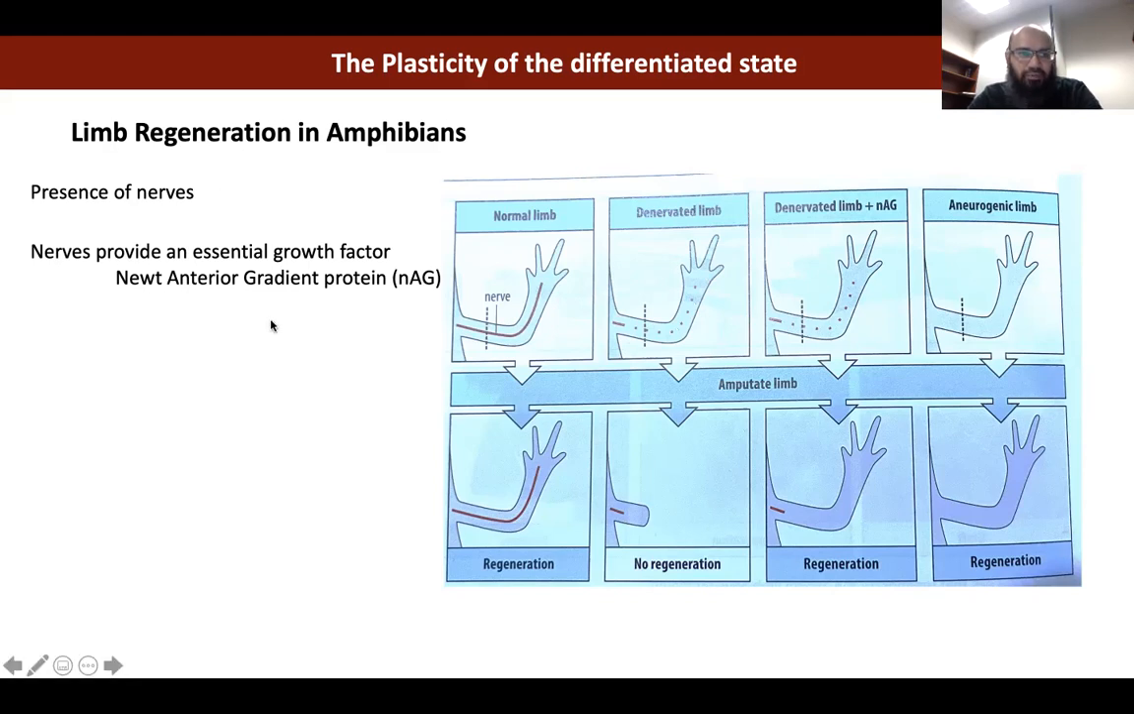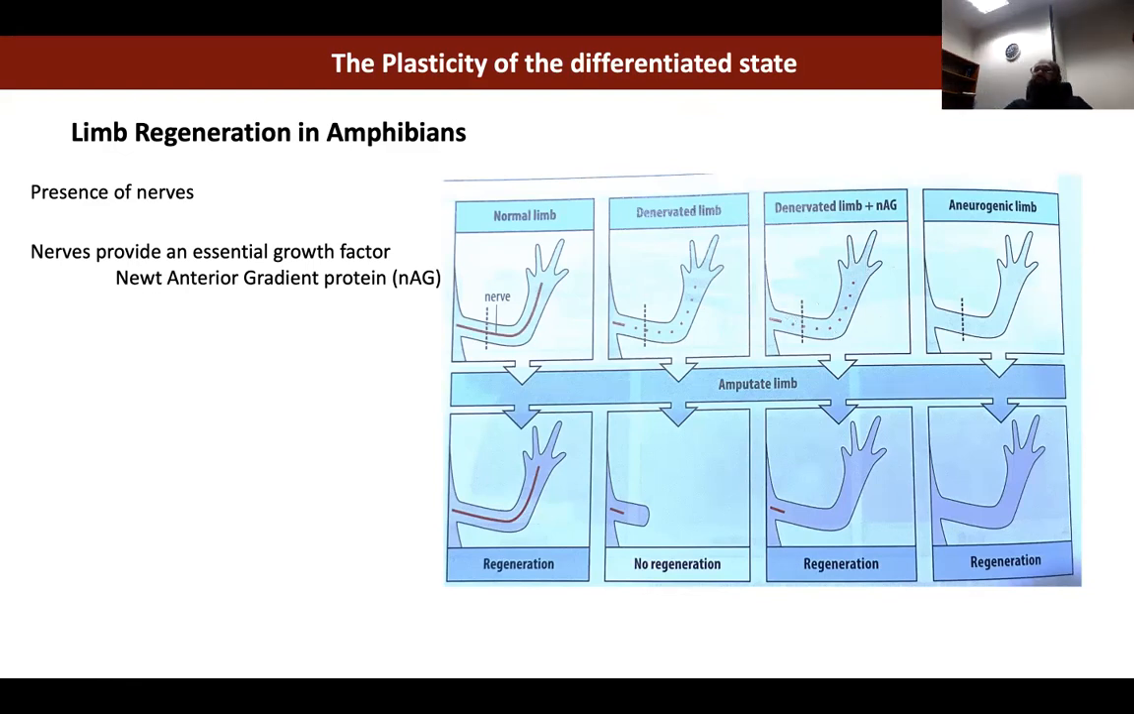And it was actually found out that the newt has this anterior gradient protein that is a nerve growth factor, and that is responsible for this patterning. Because when they added the newt anterior gradient protein in the denervated limb and made a cut, the regeneration happens normally. So this factor alone is enough for the regenerating limb.